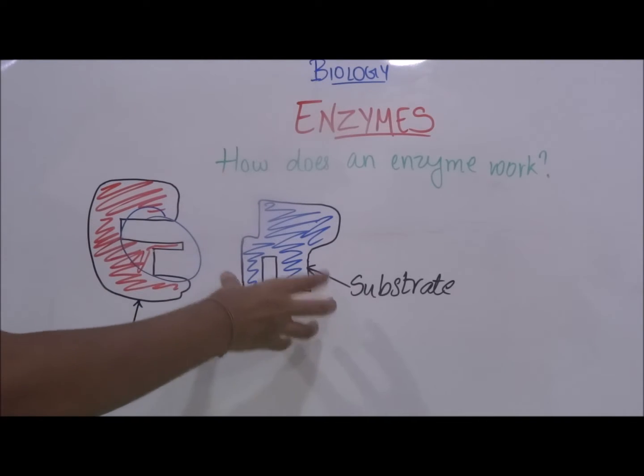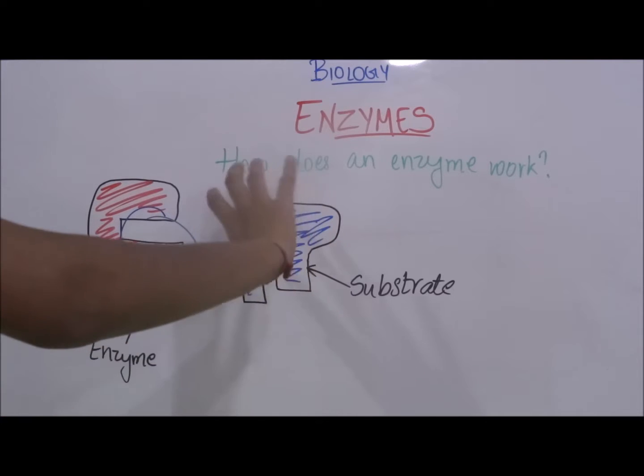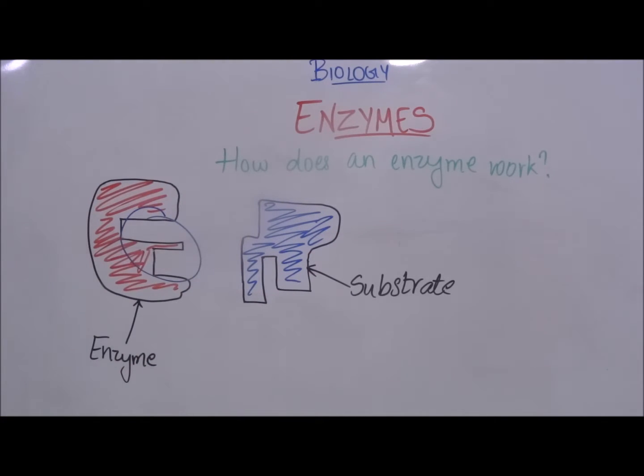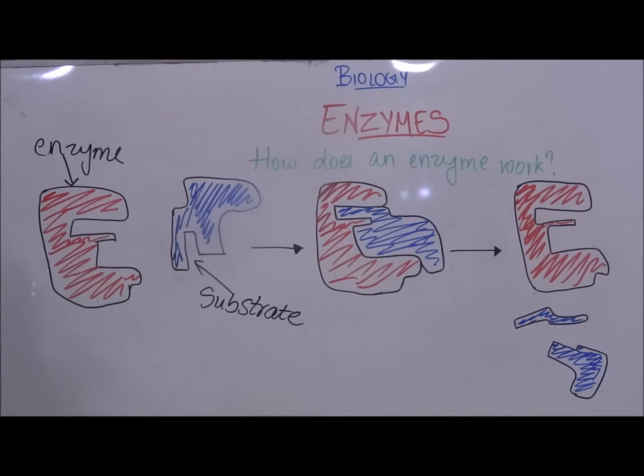So when this part of the substrate molecule perfectly fits into the active site of an enzyme, it starts to break down, and this is what is known as the lock and key mechanism. Here's a diagrammatic representation of how an enzyme works, that is, the lock and key mechanism.